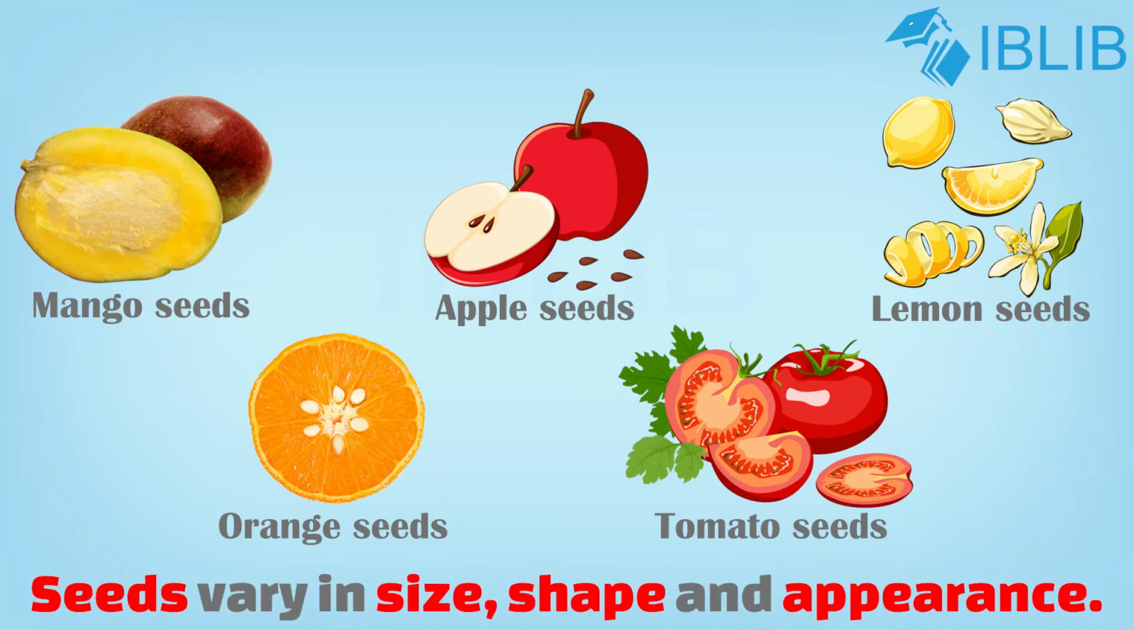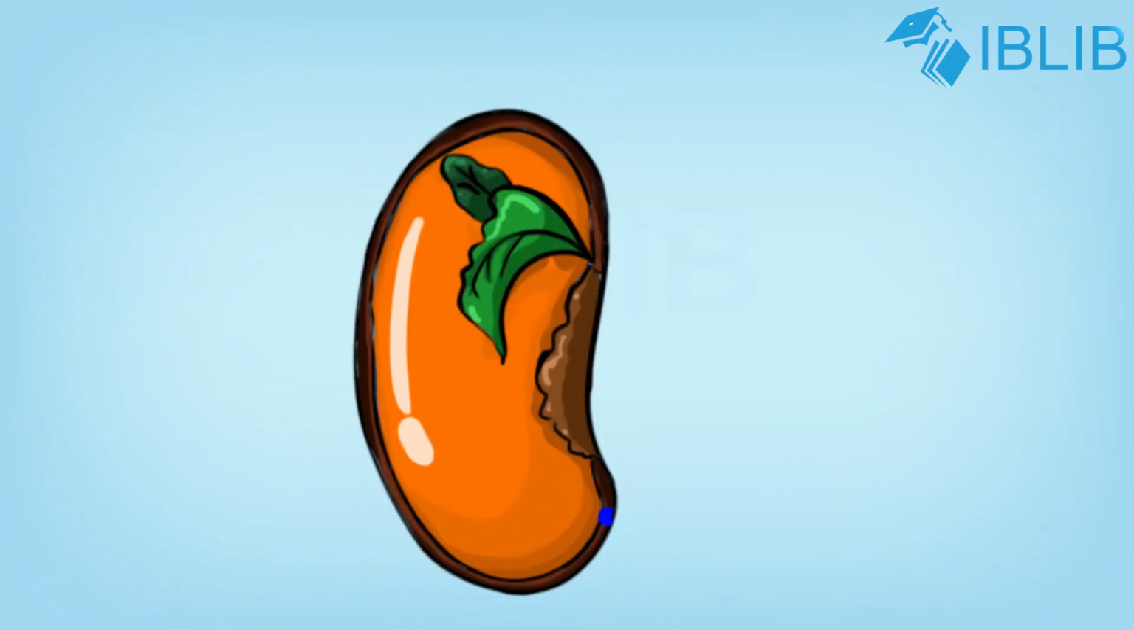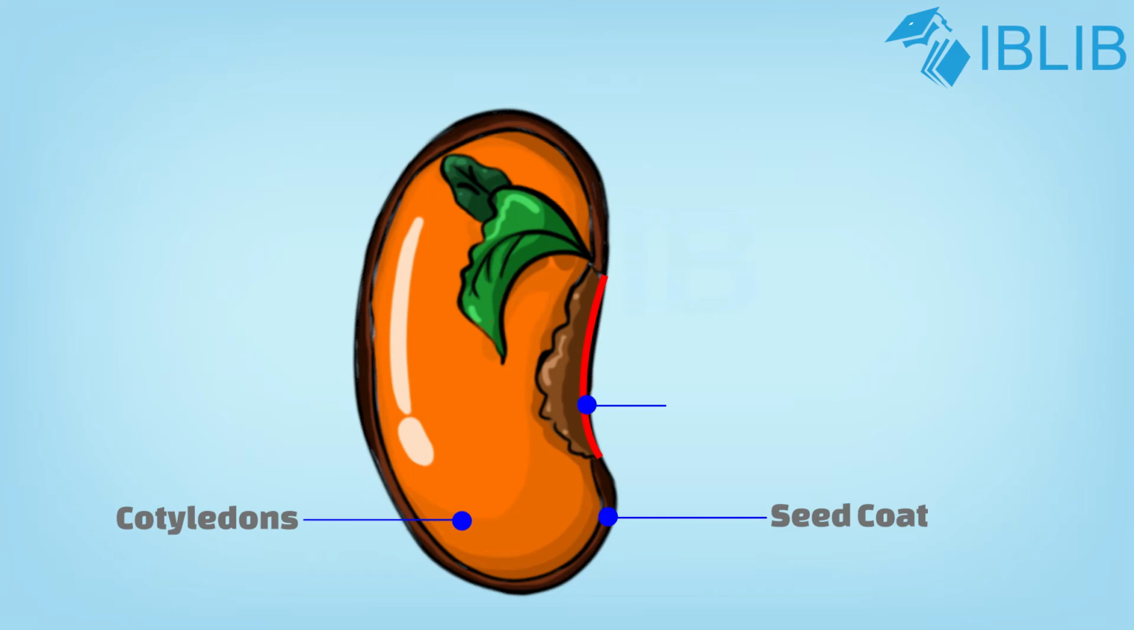tomato. The seeds of different plants show great diversity in size, shape and appearance. A typical seed consists of a seed coat and an embryo or baby plant. The embryo is seen when the seed coat is removed. It consists of two fleshy cotyledons and a short curved structure called embryonal axis. The cotyledons are attached to the embryonal axis. Cotyledons have food inside them for the baby plant.